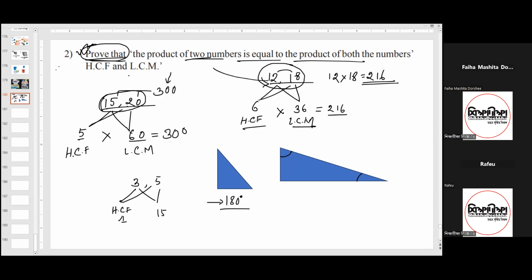Proving this one is really difficult, but still we have scope while we are going to learn the ratio. We have a chapter right there where we have ratio, unitary method, and percentage. Once we learn ratio, if we have two numbers, 12 and 18, the ratio is going to be 2 is to 3, right?